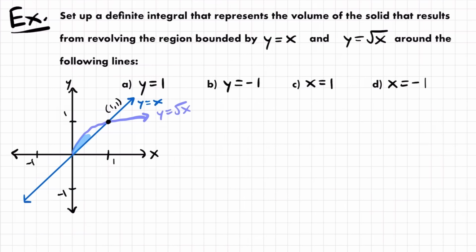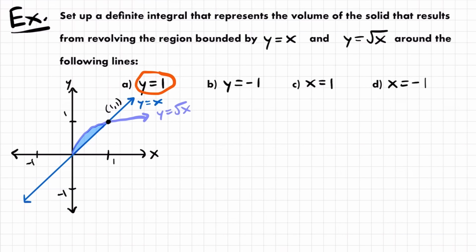This region right here between our two functions is the region that we are going to be revolving around these 4 different lines. And so now let's start with part A. Let's revolve this region around the line y equals 1 and set up a definite integral that will represent the volume of the solid formed by that revolution.